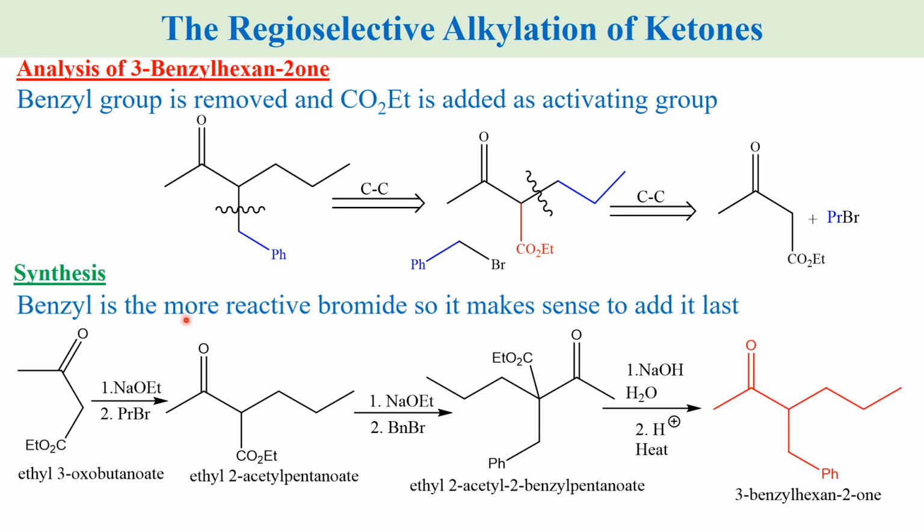In synthesis, the ester is first alkylated by using propyl bromide, and sodium methoxide will remove the proton present at alpha position of both the ester and the keto group, and the propyl is attached at this carbon. Next, sodium methoxide will remove a proton from that carbon, and the benzyl is attached here. In the last step, ester is hydrolyzed and decarboxylated.